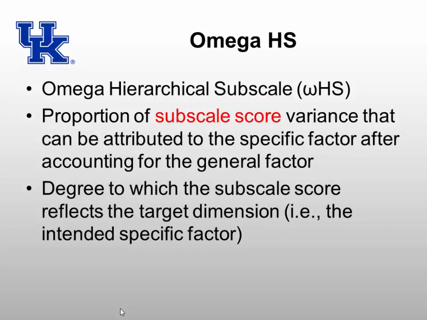We can adapt omega hierarchical into omega hierarchical subscale, the proportion of subscale score variance that can be attributed to the specific factor after accounting for the general factor. So it's the degree to which that subscale score reflects the thing it's supposed to measure. We can calculate an omega HS for the alienation subscale. And we better see that high, because if not, then that subscale score is not actually measuring alienation, which you don't want.